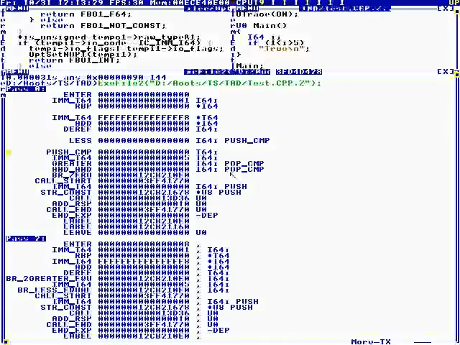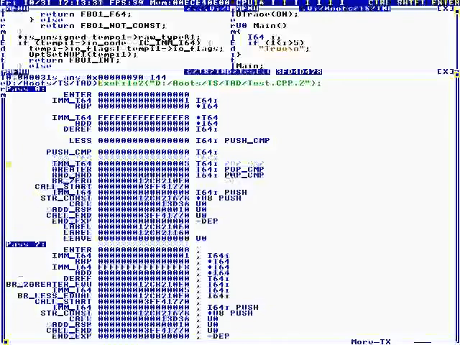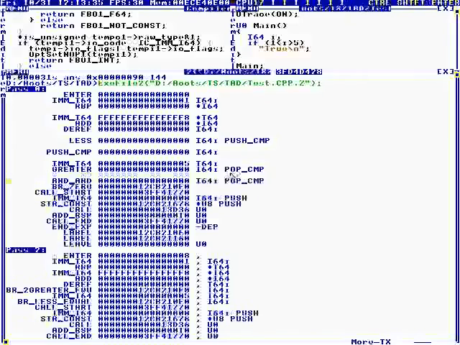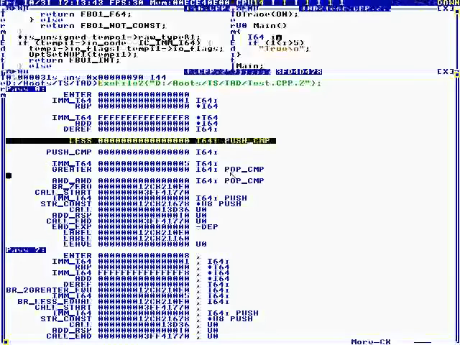So we push the result of the middle term expression, and at this point we're doing branch greater, and then we do an and. So the two comparisons, this greater and this less, are and-ed, and then the result is branch 0.